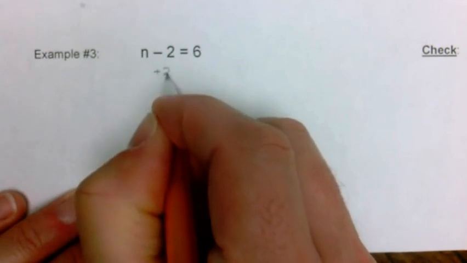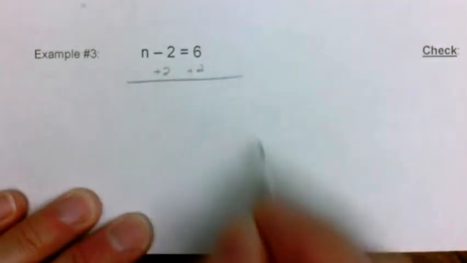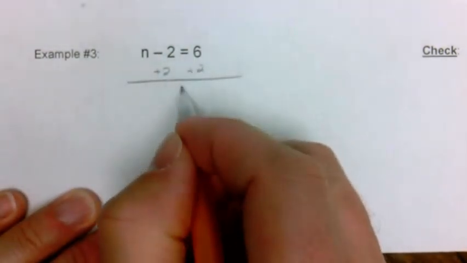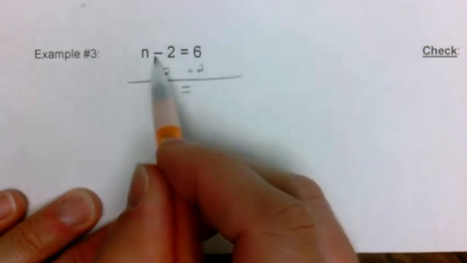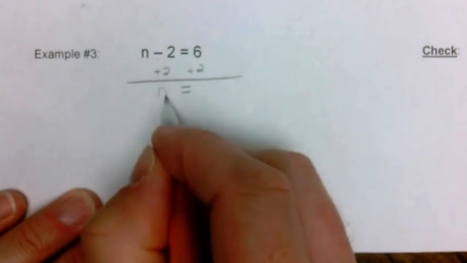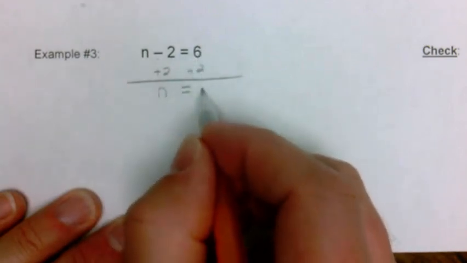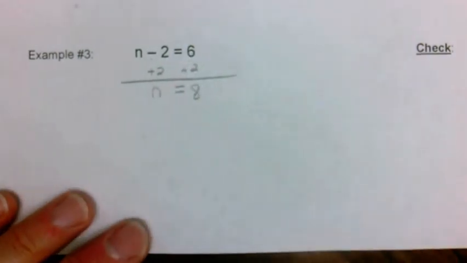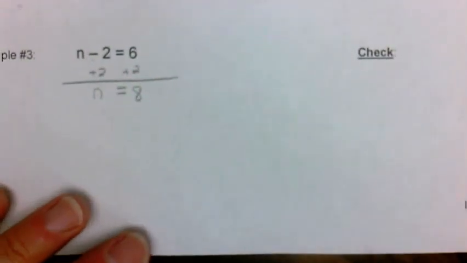So since I'm subtracting 2 from my variable, to isolate it, I'm going to do the opposite. I'm going to add 2. And I have to do that on each side. Equal sign comes straight down. And on the left, negative 2 plus 2 is 0, leaving you with the variable n. And it equals 6 plus 2, which is 8. N equals 8.